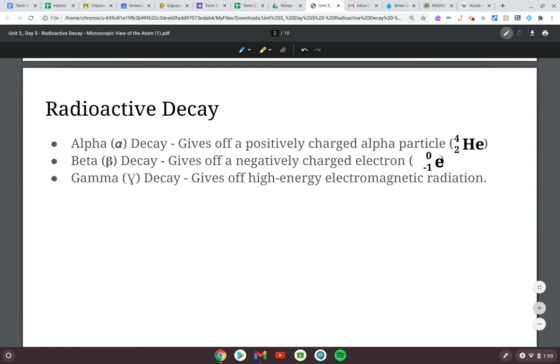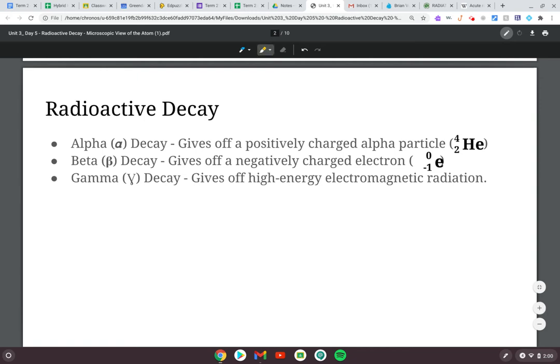All right. So as we learned about in the last lesson, we learned about fusion, we learned about fission, and we briefly mentioned alpha, beta, and gamma decay. So we need to talk a little bit more about alpha, beta, and gamma decay, and how we work with them and what they can do for us or against us, I suppose.